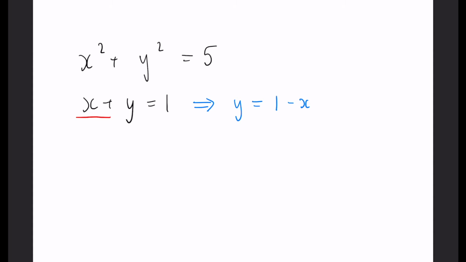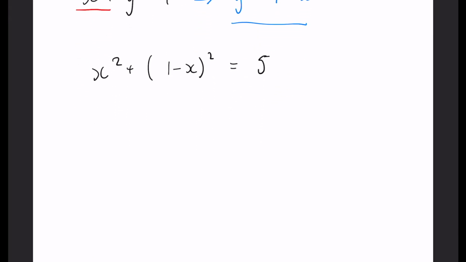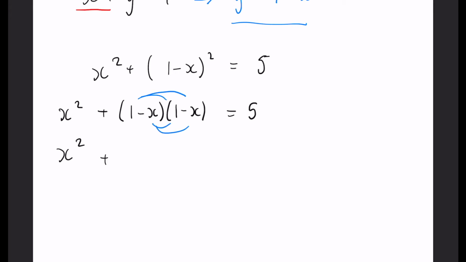Now we have it in this form, we can simply substitute this equation into the top one, leaving us with x squared plus, instead of that y squared, we're going to have (1 minus x) squared equals 5. If we expand out that bracket, we're going to have something that looks a bit like this. And using the double claw method, we have 1 minus 2x plus x squared.